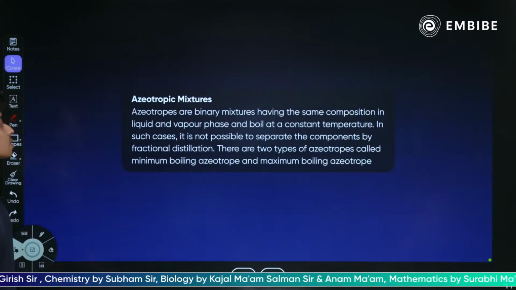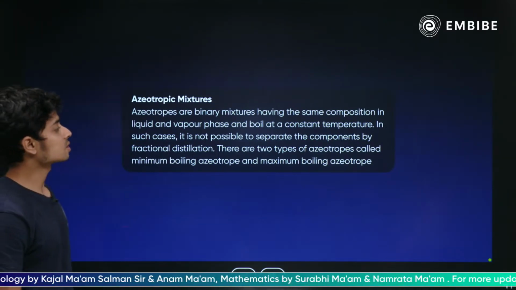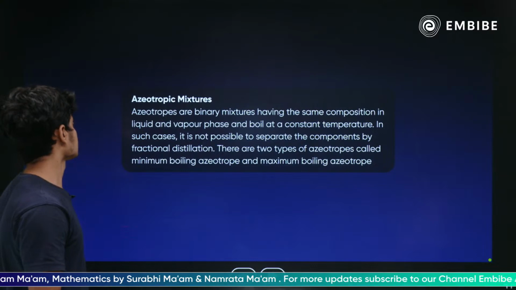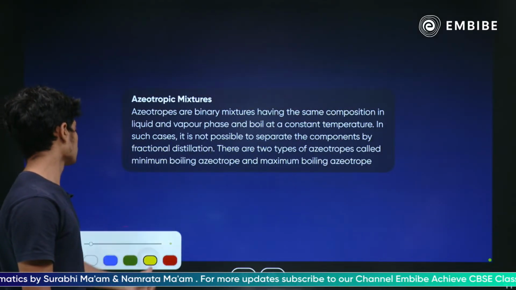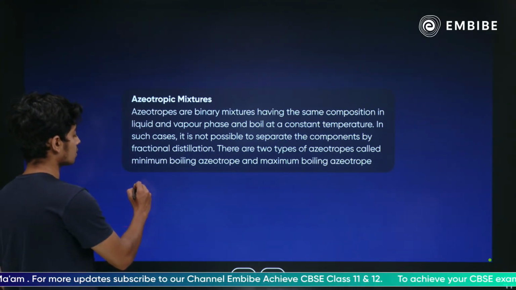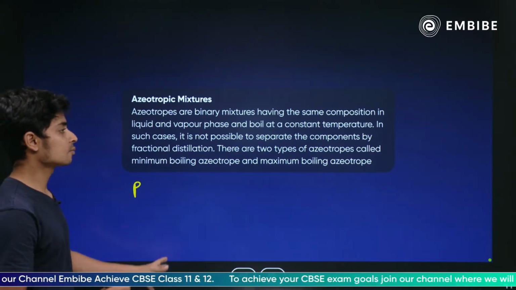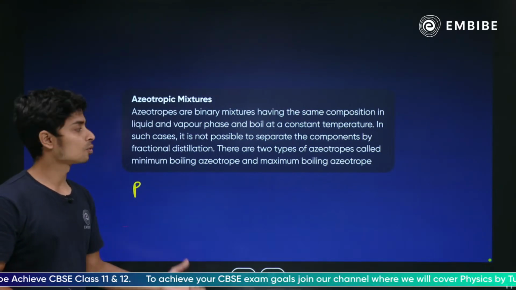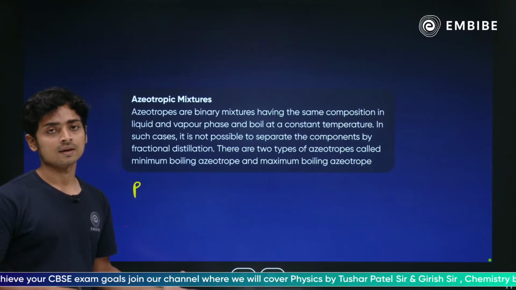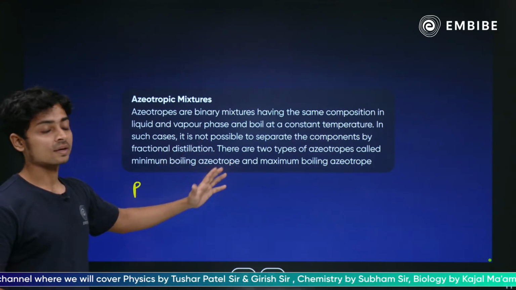Next slide we have azeotropic mixtures. Azeotropes are binary mixtures having the same composition in liquid and vapor phase and boil at constant temperature. For vapor phase and liquid phase, we have this relation; they follow Raoult's law, right? So mole fraction in liquid phase will be the same as the mole fraction in vapor phase, and these mixtures you cannot separate by fractional distillation.